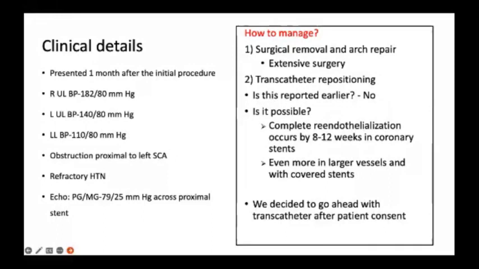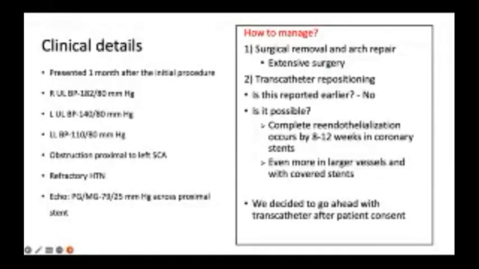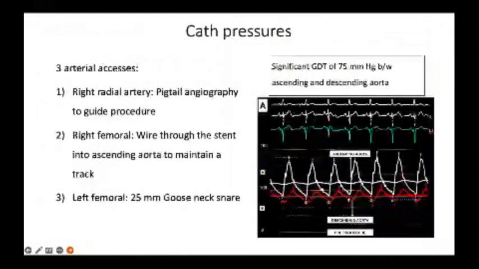So we decided to go ahead with transcatheter after patient consent with the surgical backup, and 3 axes were taken: right radial artery axis for the pigtail angiography to guide the procedure, and right and left femoral artery axis were also taken. And there was significant gradient of 75 mmHg between ascending and descending aorta.